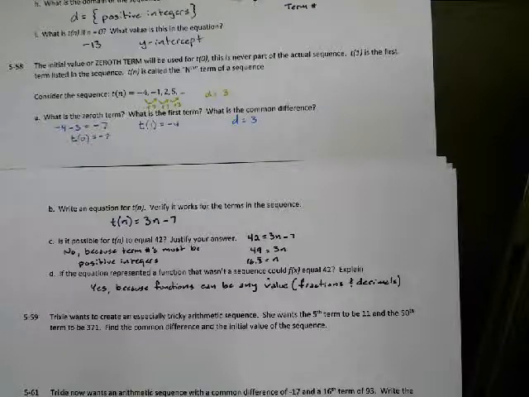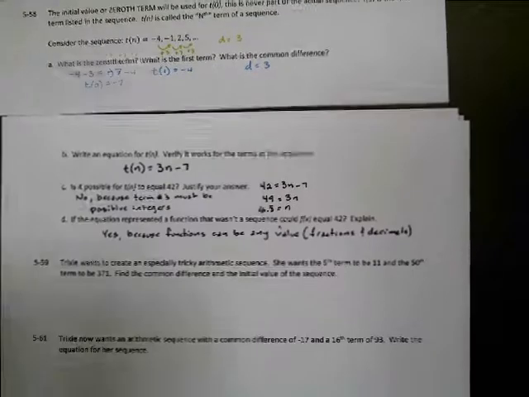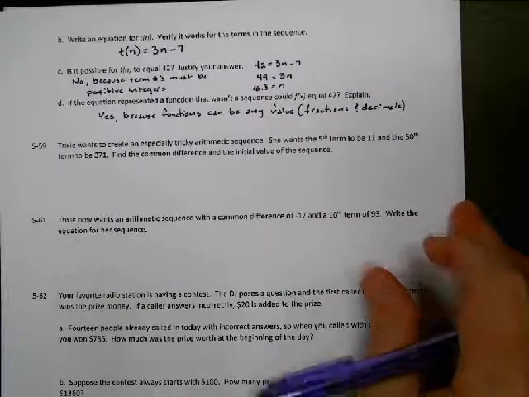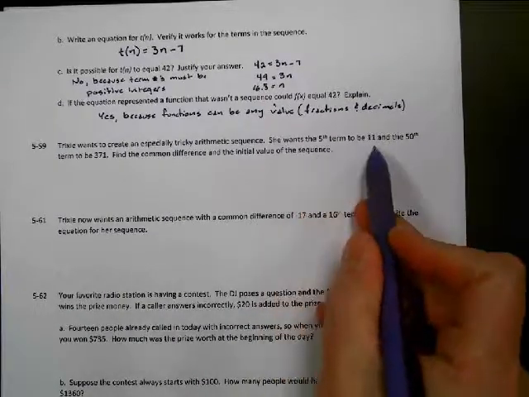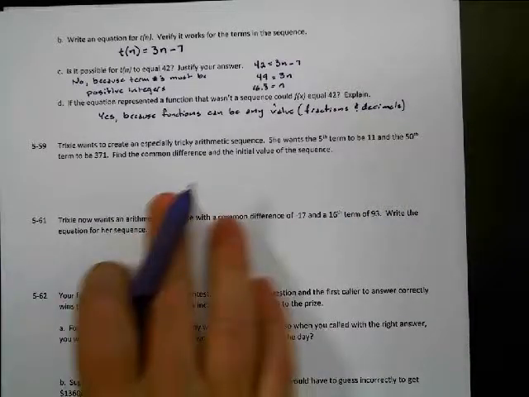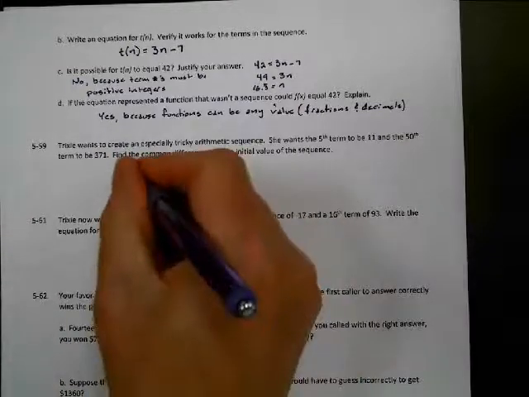All right, 5-59. Trixie wants to create an especially tricky arithmetic sequence. She wants the 5th term to be 11 and the 50th term to be 371. Find the common difference and the initial value of the sequence. All right, so her 5th term, that's an x value. She wants it to be 11.